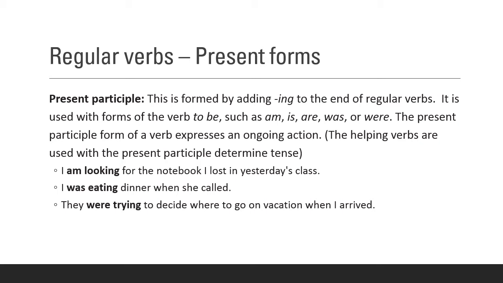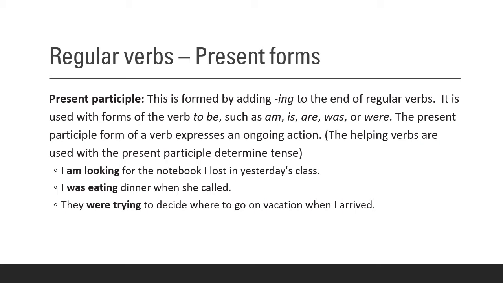Now here we find three verb forms with present participle: am looking, was eating, and were trying. Now am looking, am is used with I, and similarly was is used with I. Now in the first case, am looking talks about the present time. That's why we have used the helping verb am. But in the two other cases, was eating and were trying, they refer to time which is in the past. So that's why we use was and were as helping verbs.